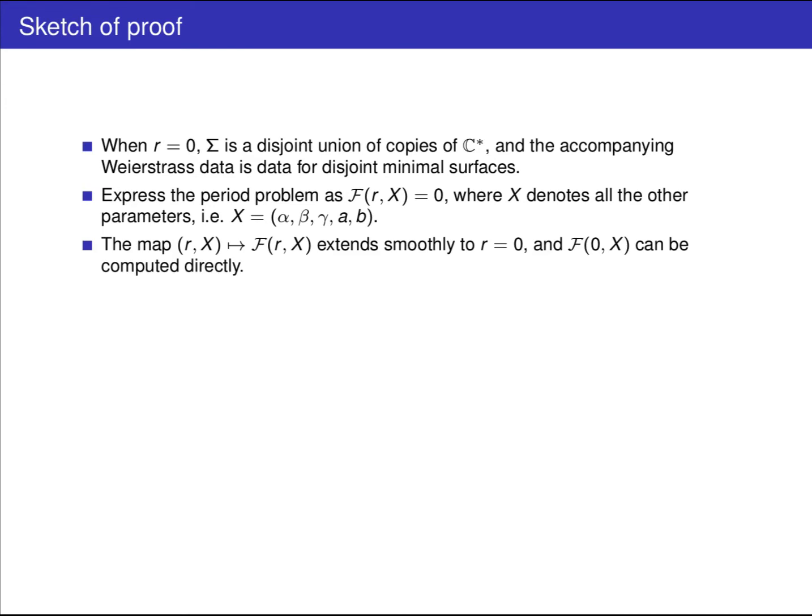The map (r, x) mapped to f(r, x), it turns out, and this is the key result, extends smoothly to r equals 0. And the period problem at the limit, f(0, x), when r is 0, can be computed directly because then we're splitting into those disjoint nodal surfaces on which the period problem can be expressed using residues.